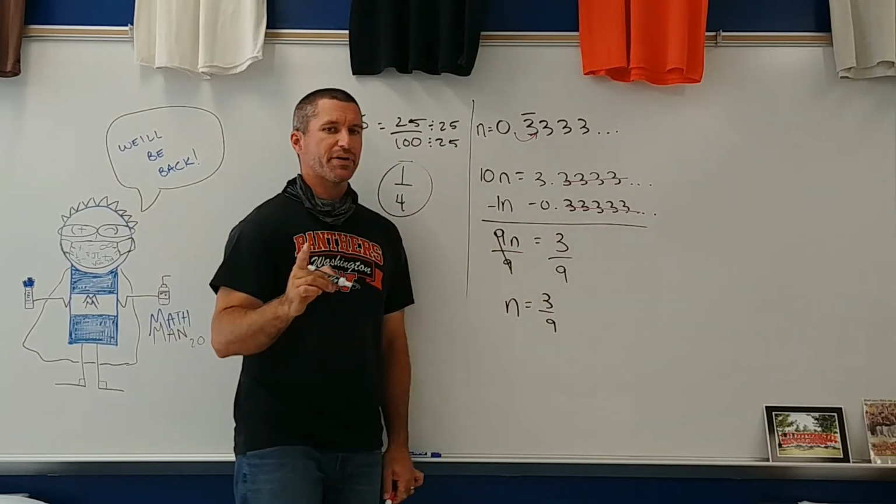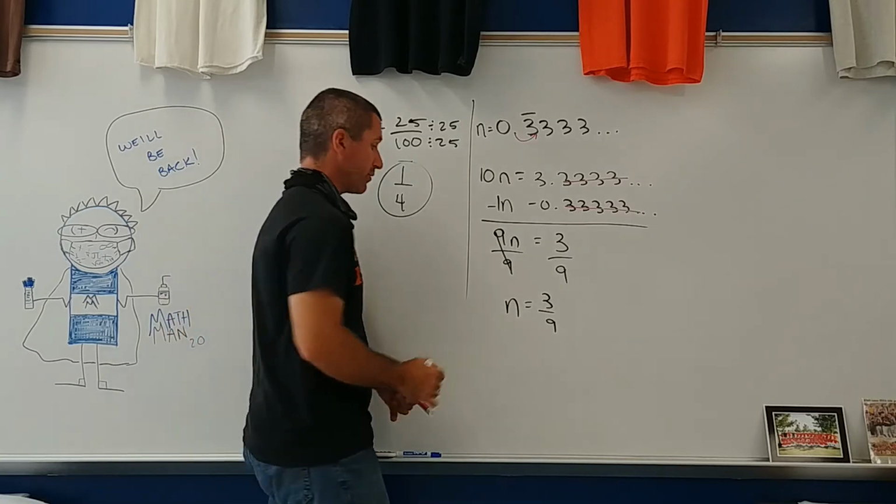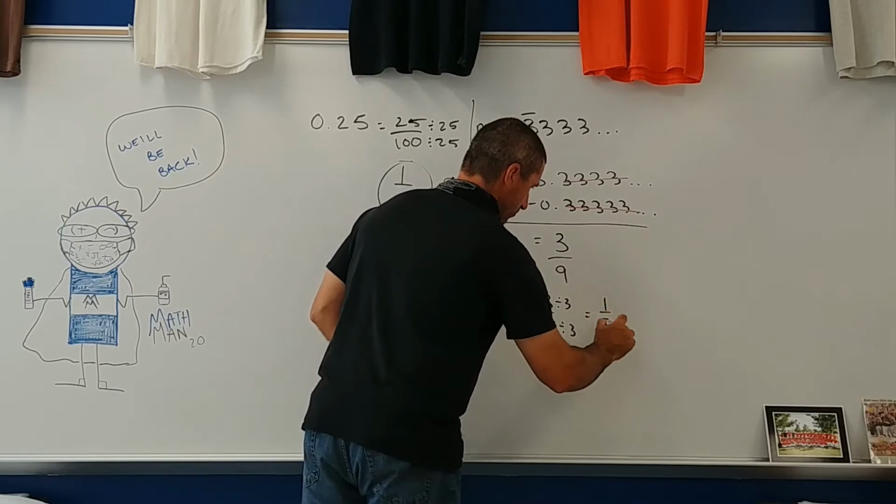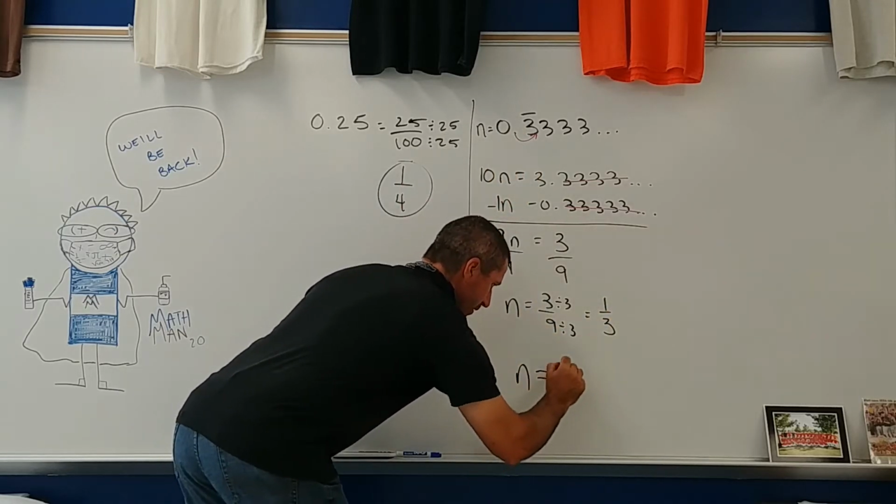Oh wait, well we could simplify that. Divide them both by 3. Numerator, denominator. So divide by 3, divide by 3. It appears that n is equal to 1/3. I'm going to write that real big right here. n equals 1/3.